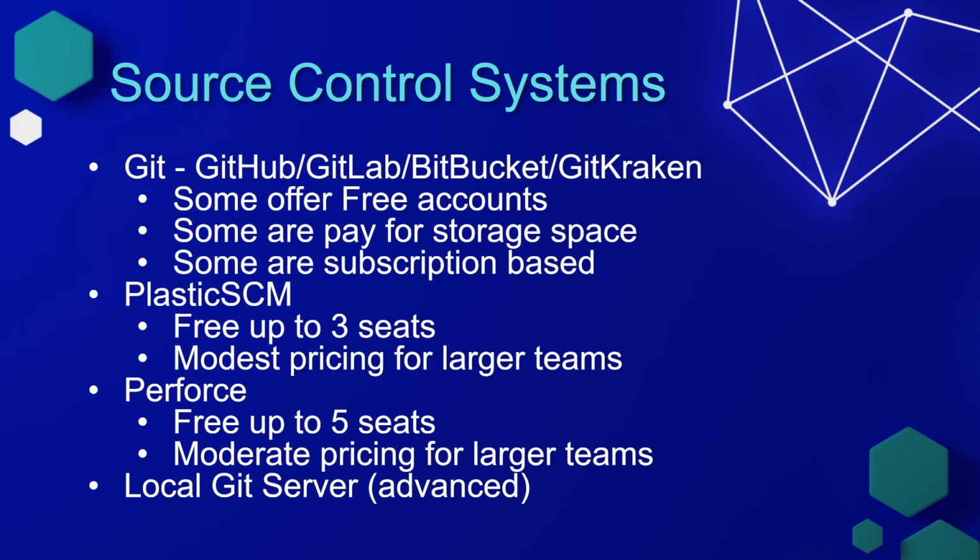Another common source control system is Plastic SCM. Now, this used to be privately owned. It was recently purchased by Unity, but you can still use it with Unreal Engine and other game engines. There is a free tier that allows up to 3 collaborators on any project. And as your team grows, the pricing tiers for this are pretty modest. I think it's a great solution for a small team that wants to use this source control system.